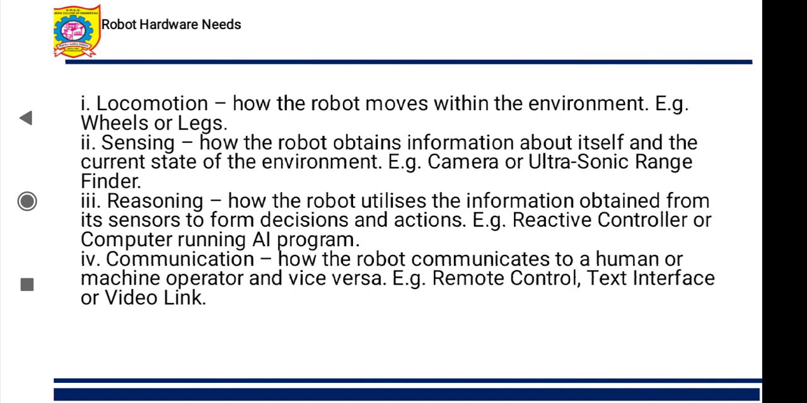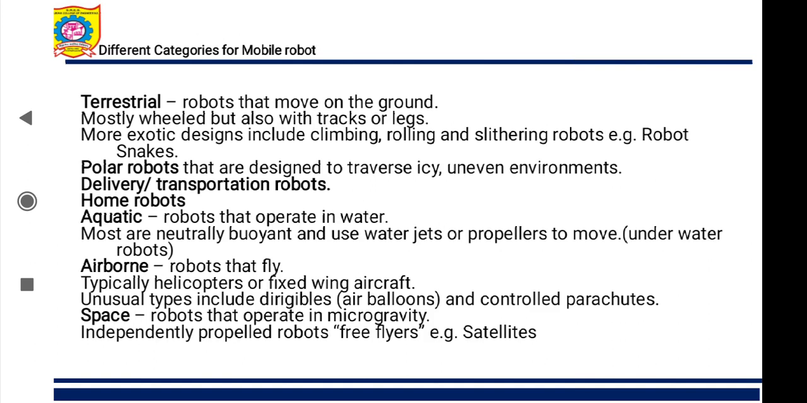Reasoning, that is, how the robot utilizes the information obtained from sensors. It will capture the information and then take the appropriate decisions as well as perform appropriate actions. Okay, so reactive controllers are there. Artificial intelligence helps for the same. Communication: whatever conclusion the robot has reached, it has to communicate with the human or machine operator. That we call communication. So for communication, it has remote control or text interface or video linkage. Certain robots convert speech to text and text to speech, all those kinds of things are there.